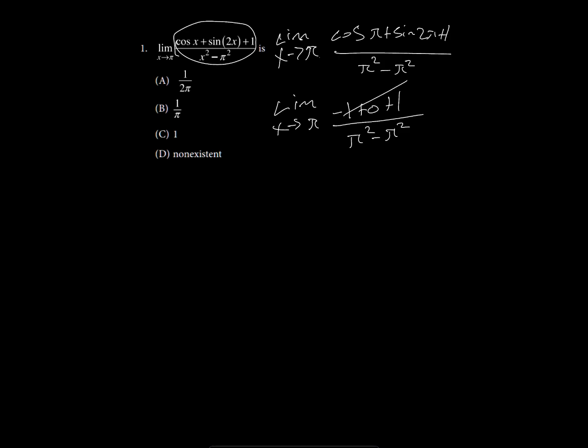-1 plus 1 is 0. Pi over 2 minus pi over 2, sorry, pi squared minus pi squared, is 0 as well. So we have 0 over 0. When both the numerator and the denominator of the limit go to 0, that means that L'Hopital's rule applies. So we can write L'Hopital applies.